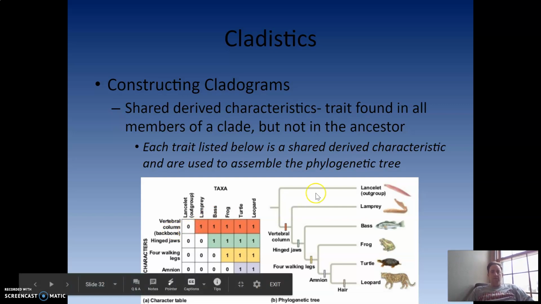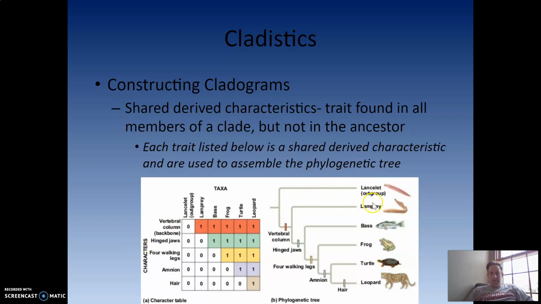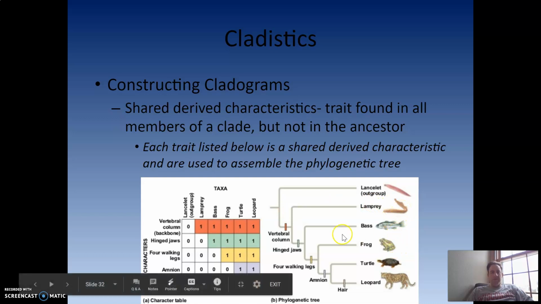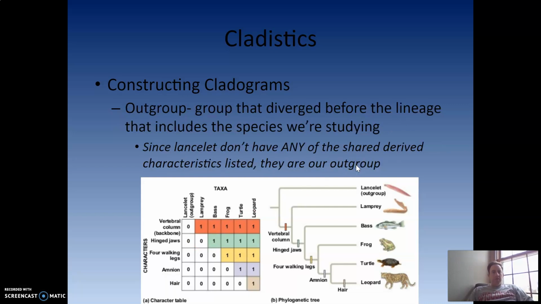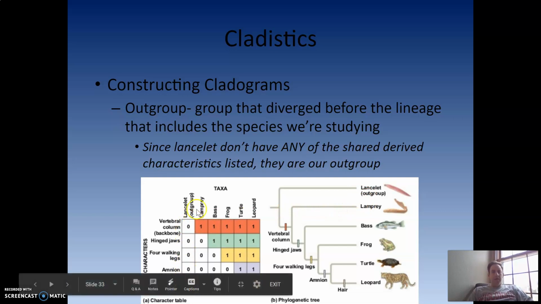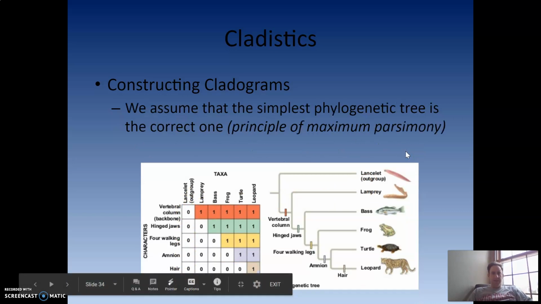And so a vertebral column, well, something called a lancelet doesn't have that, so you give it a 0. All these other groups, lamprey, bass, frog, turtle, leopard, has one, so you give them a 1. Hinged jaws, etc. You do that 0, 1 thing. And then you identify what's called an outgroup, which is a group that diverged before the lineage that we're studying came about. So the lancelet doesn't have any of the shared derived characteristics listed, so they are our outgroup in this particular example. And then you start to put this together.